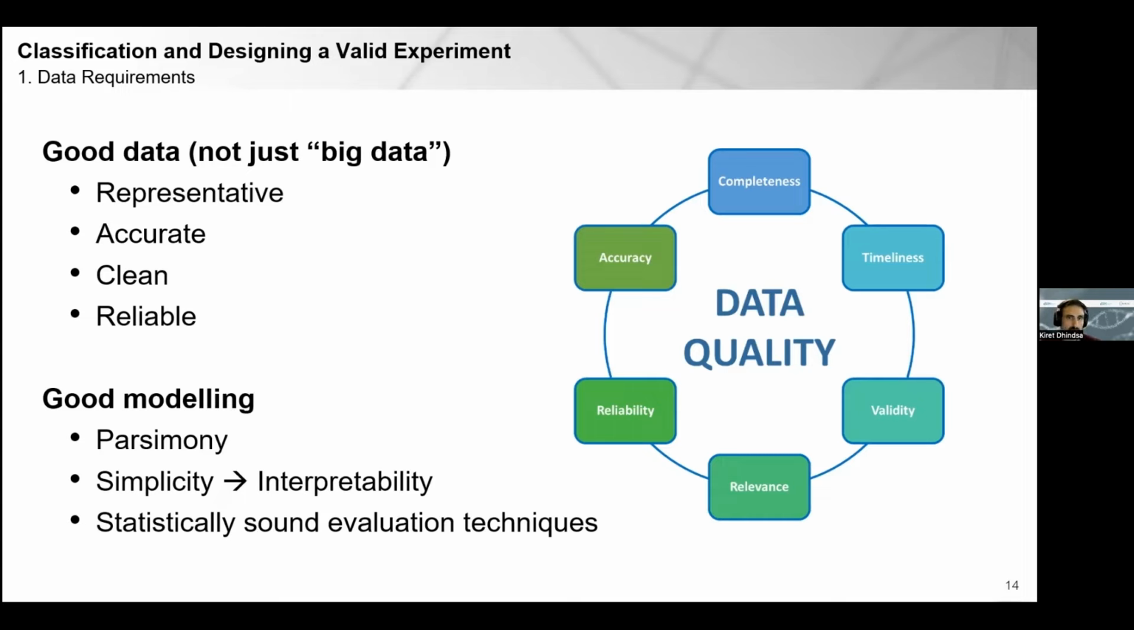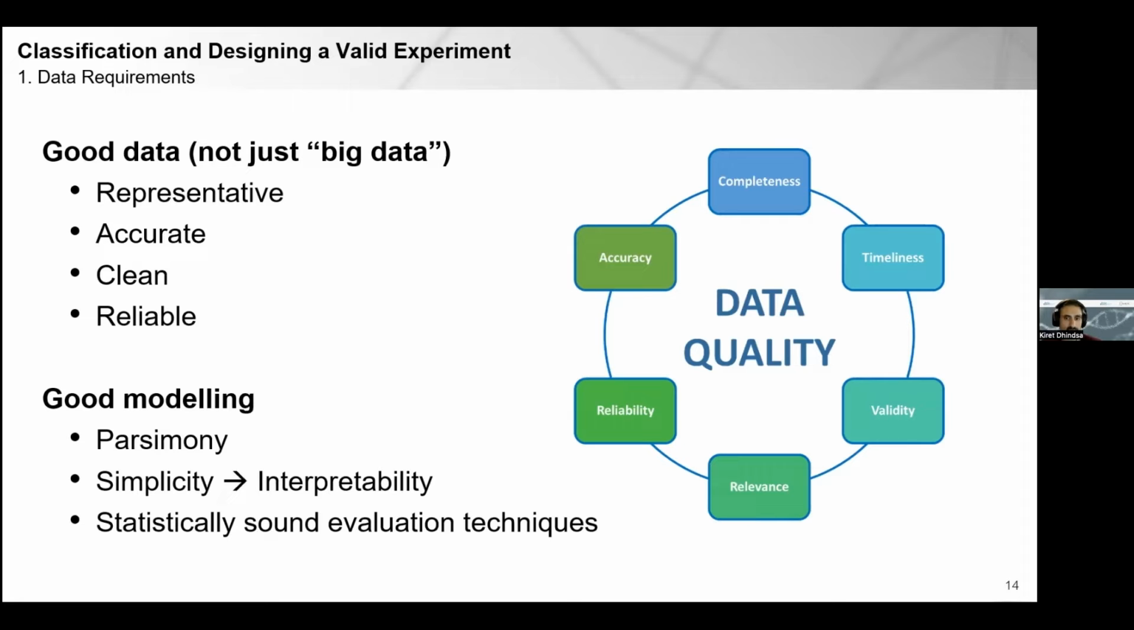With parsimony and simplicity, we get better interpretability, which is always very important in machine learning, especially in the clinical setting, because we want to actually understand what drives decisions in machine learning. And then, of course, we want to make sure that we evaluate our machine learning models with statistically sound methods. And this is actually a surprisingly difficult concept to perfect in the machine learning world.